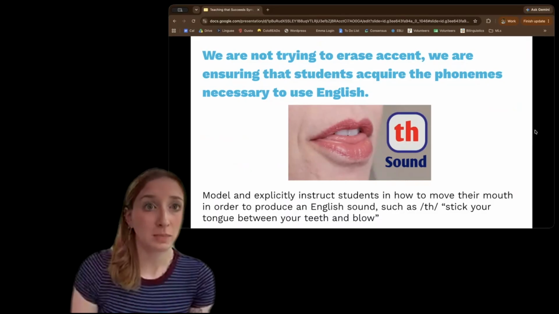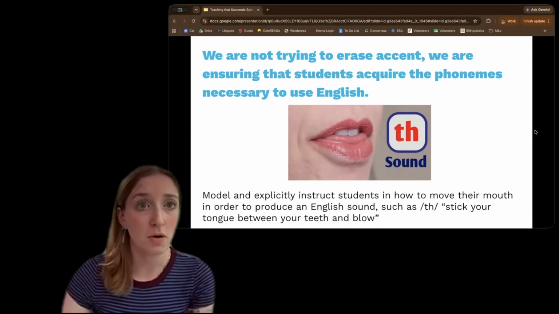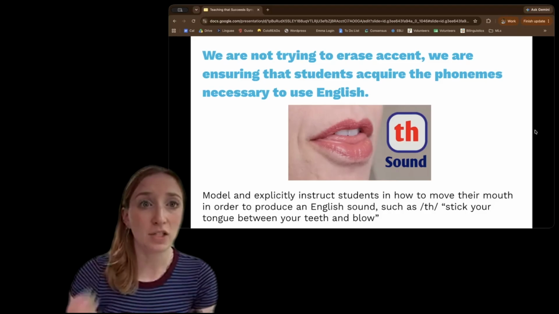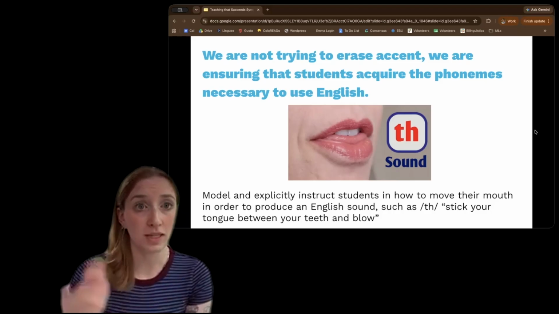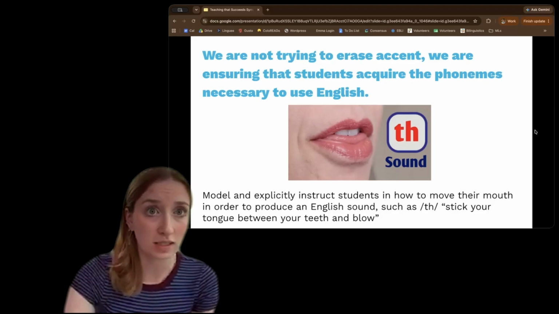So we can explicitly teach students how to do this by saying something like, stick your tongue between your teeth and blow. And I have my students look at my face a lot while we're doing the activities that I'm about to show you so that they can see what I'm doing with my tongue in order to correctly produce that sound.